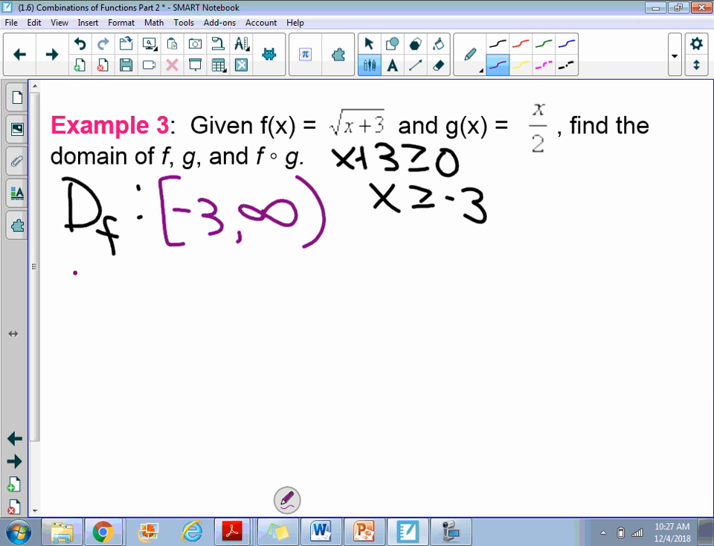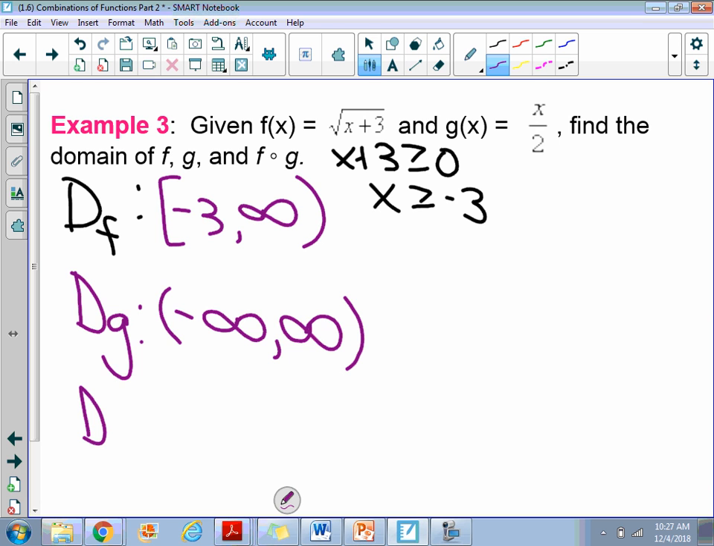Let's do my domain for g. What is it? All reals. That's an easy one. All right. So now I need my domain for f of g. What do you guys think? Would it just be negative infinity to negative 3, and negative 3 to infinity? So you're saying everything but negative 3. Well, would it be negative 3 comma infinity? Say it again. Where are you coming up with that?